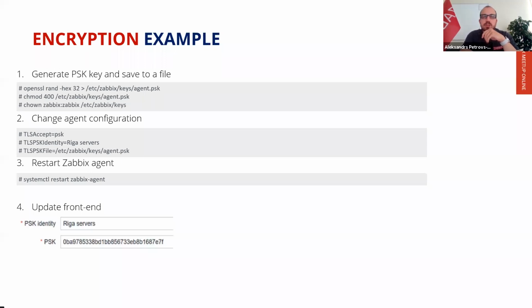So you would need to just generate a key that will be used to encrypt the data while it's being exchanged, sent one way or another. Save it to a specific file, then update, of course, the agent configuration, just as you see here. Restart the agent to make the changes actually live, and then update the front end. Or again, change the front end first, and then restart the Zabbix agent.